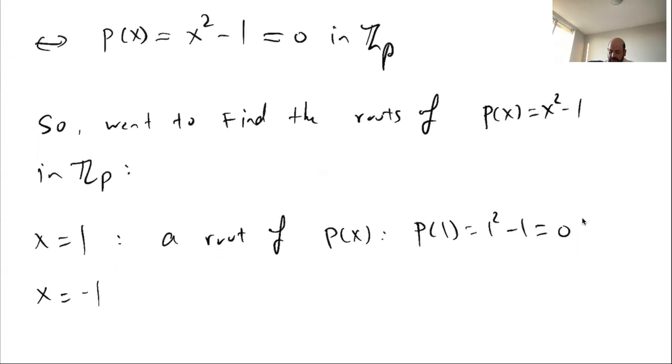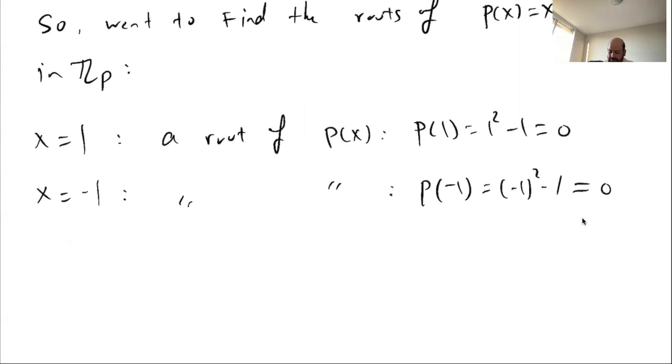X equals -1 is also a root, because P of -1 equals -1 squared -1, that's also equal to 0. They are equal to 0, so they're also equal to 0 in ZP. So that means these are two roots.